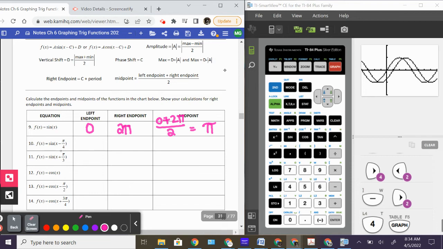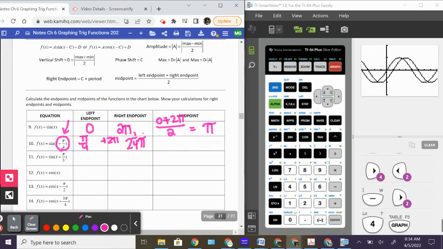So for number 10, remember the left endpoint is going to be the opposite of what we see here. So we see negative pi over 4, so the c value is pi over 4. The right endpoint is going to be that plus 2 pi because the period is 2 pi. So we would write that as 2 1/4 pi or 9 over 4 pi, depending upon what we're doing with it. I'd say for graphing purposes, we would probably write it as 2 1/4 pi because then we can easily find that on our graph.